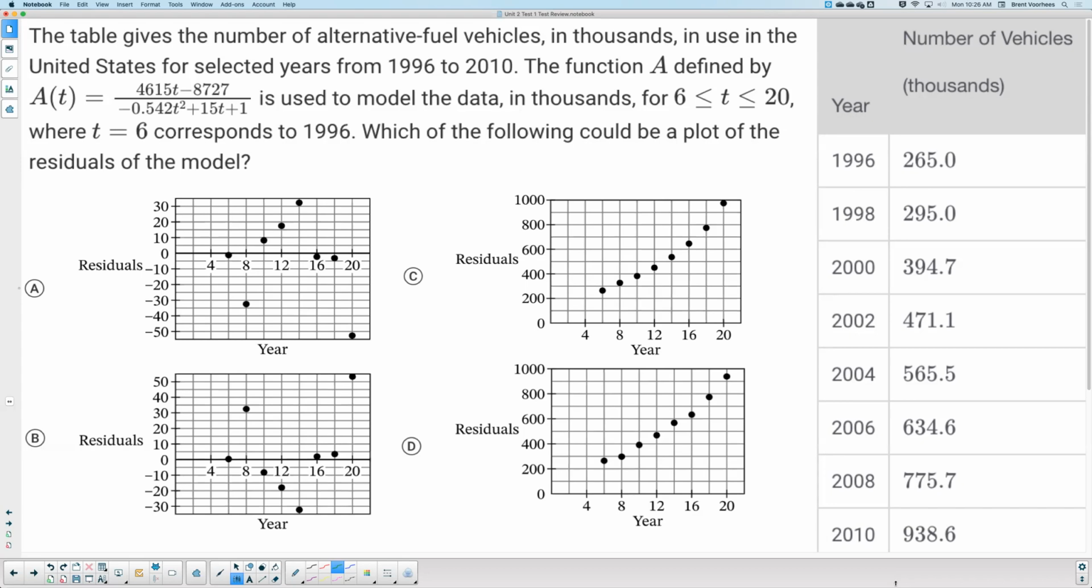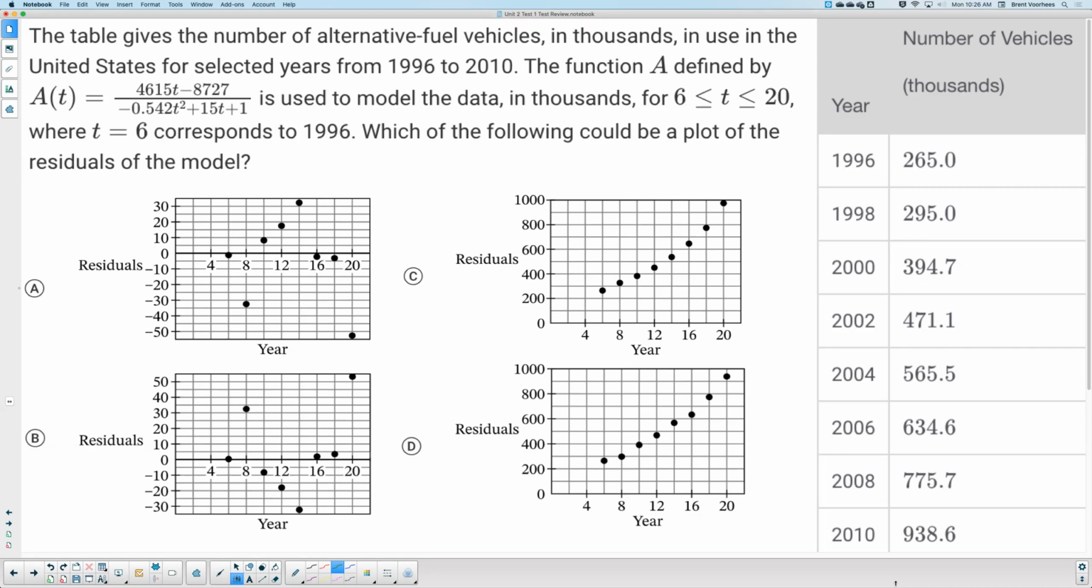It says the table gives the number of alternative fuel vehicles in thousands used by the United States for select years from 96 to 2010. The function A is defined there, used to model the data in thousands from 6 less than or equal to t, which is less than or equal to 20, where t equals 6 corresponds to 1996. So what does t equals 0 represent? T equals 0 would be 1990. What would t equals 10 be? 2000. Okay, make sure y'all are tracking.